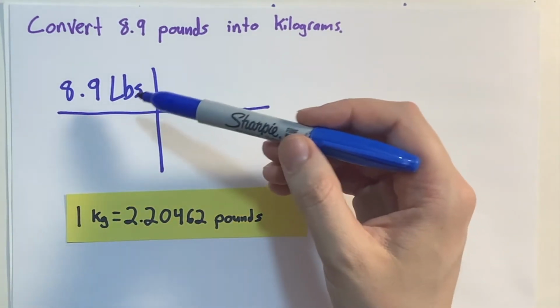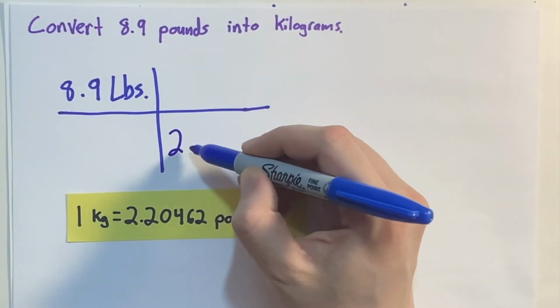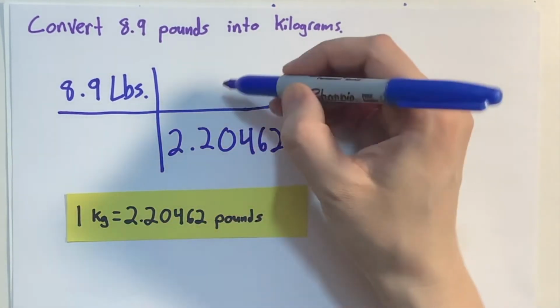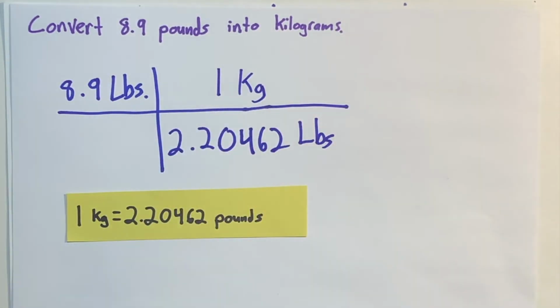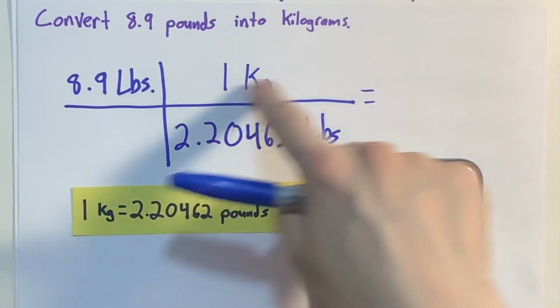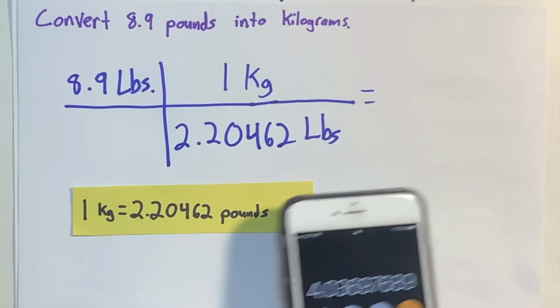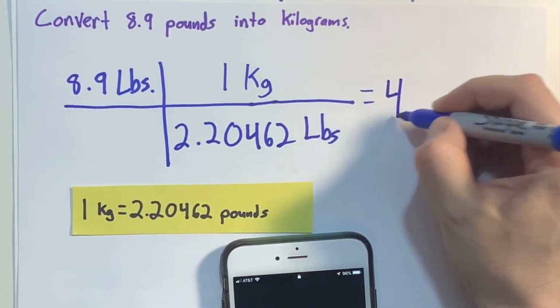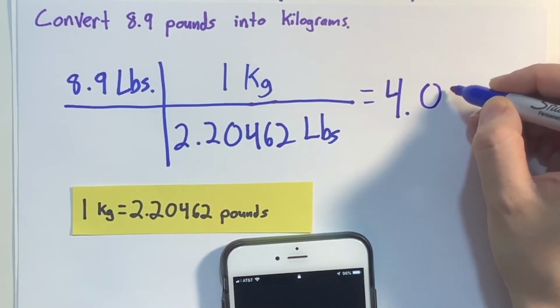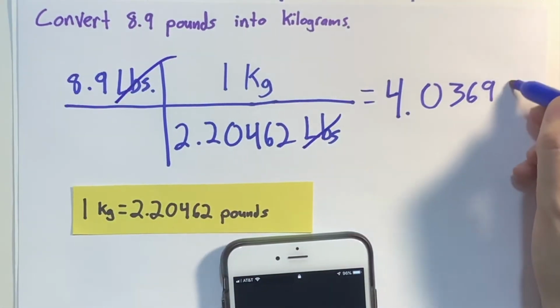Since you have pounds, is what you started with, that's your numerator. You need pounds in the denominator. So I'm going to put the conversion in the denominator. And since these two are equal, it's just like multiplying it by 1. For this one, we just put it in our calculator. This is our numerator, this is our denominator, so we just do 8.9 divided by 2.20462. That gives us 4.0369 blah blah blah. By the way, these canceled.